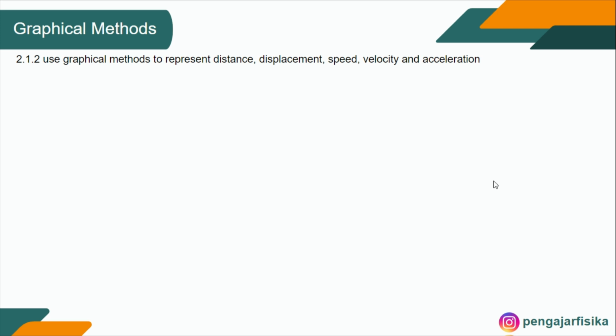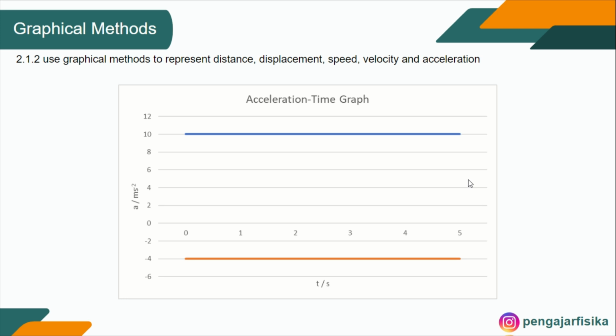Let's now discuss acceleration graphs. Acceleration is plotted as the rate of change of velocity. A straight line on this graph indicates constant acceleration. So here, for the blue one, the value of the acceleration is +10.